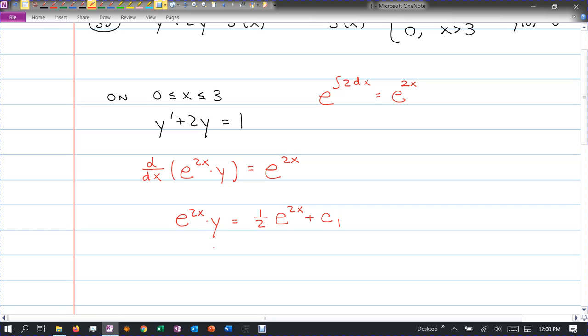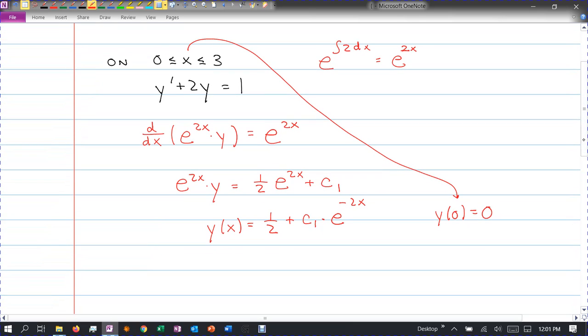Let's see, if we divide through, we get y, which is some function of x, equal to 1/2 plus c1 times e to the negative 2x. So just dividing both sides there by e to the 2x. But we also have the initial condition that y of 0 has to be 0. And since we are looking in this interval, where x is between 0 and 3, we can actually solve for what c1 would be.